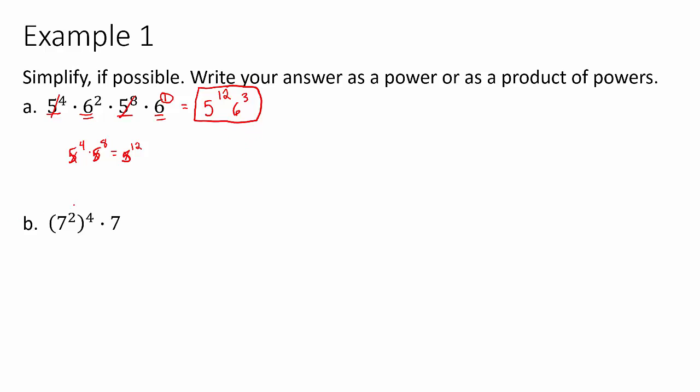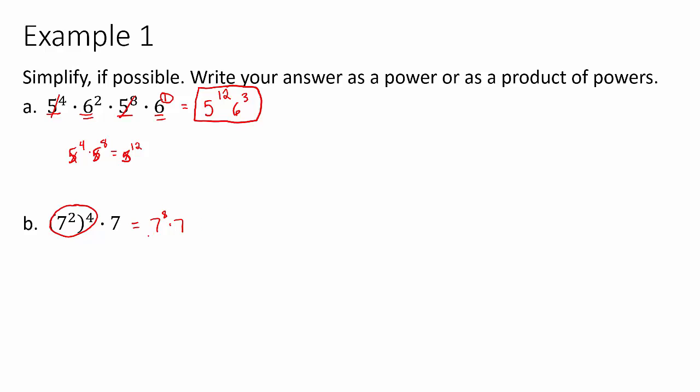On B, we're going to use another rule. Now we've got 7 squared to the 4th power. Now, order of operations do apply here, where we want to deal with the parentheses before we put this 7 that's on the outside of the parentheses. We want to figure out what this is when I put it together. We multiply those powers together because it's a power to a power. So this is 7 to the 8th times 7.